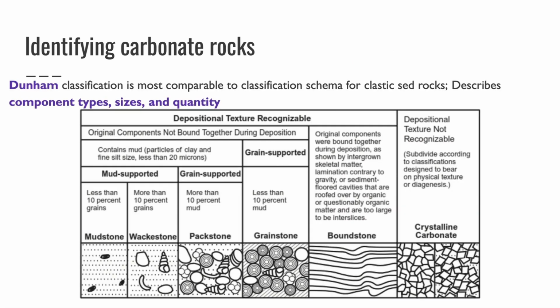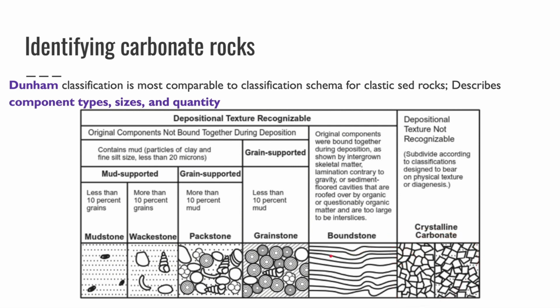So the other classification scheme is the Dunham scheme, and this is most comparable to the classification scheme that you'll use for categorizing clastic sedimentary rocks, because you describe the component types, the sizes of those components, and the quantity. So, for example, if it's mud supported, if it's less than 10% grains, it's a mudstone. So the primary thing you're thinking about is how much of it is grain versus matrix or cement. So if there's no recognizable texture and it's just crystalline, then you just have crystalline carbonate.